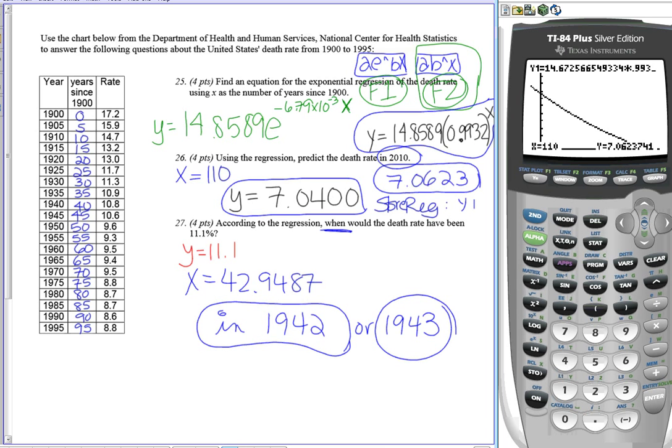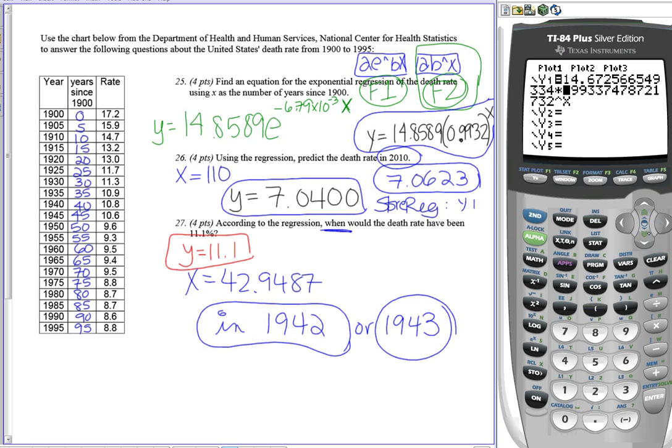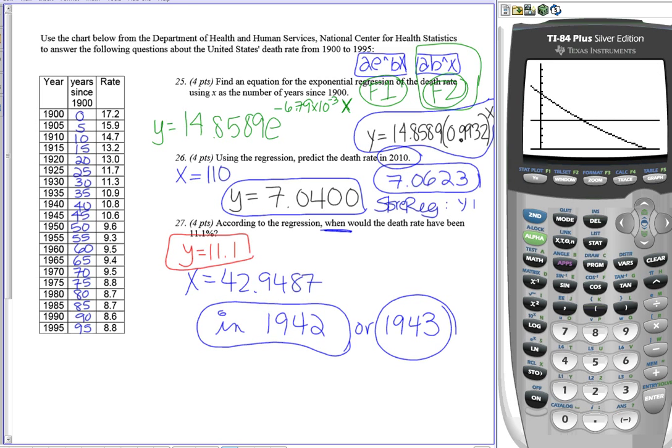Number 27 asks, according to the regression, when would the death rate have been 11.1? So in order to do that, I need to put in y is 11.1. The only place I can put in y equals 11.1 is in my y equals. So I go back, and in y2 here, I'm going to put in 11.1. I'm going to graph, and I can see where they cross is where the death rate is 11.1%.